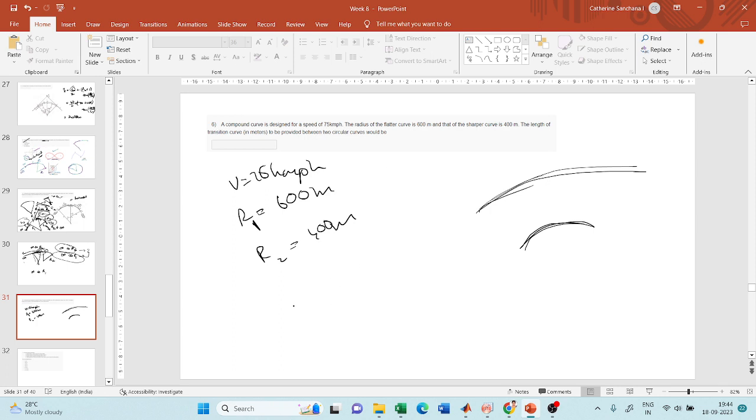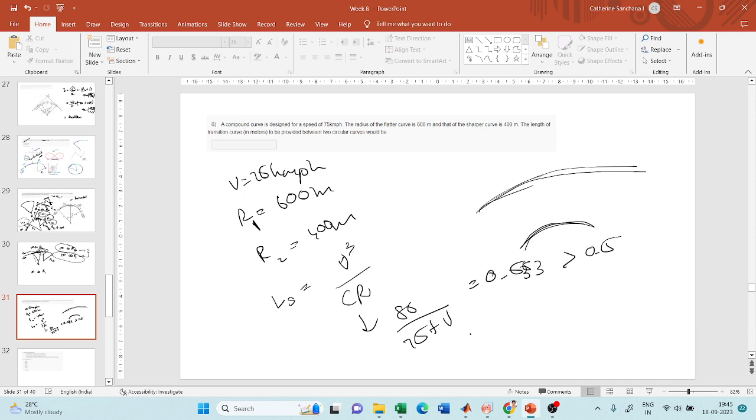We know the formula to find the transition curve based on centrifugal acceleration. This is nothing but V cube by C into R, right? C we know is 80 divided by 75 plus V. So that will give me 0.533. It is greater than 0.5, so it is okay to use this. Now I have to find the length of the transition curve for two radii, for radius R1 and radius R2.